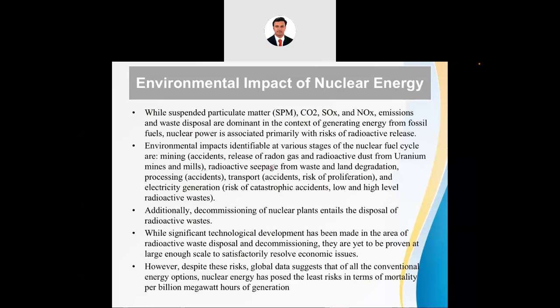Whatever water comes out from the nuclear reactor is also radioactive in nature. In that case, we also have to take proper precautions, because safety is the most important thing in a nuclear reactor. Transportation of the enriched nuclear fuel from mining to the nuclear power plant is also a risk. For electricity generation, there is the risk of catastrophic accidents, low and high level radioactive waste, etc.